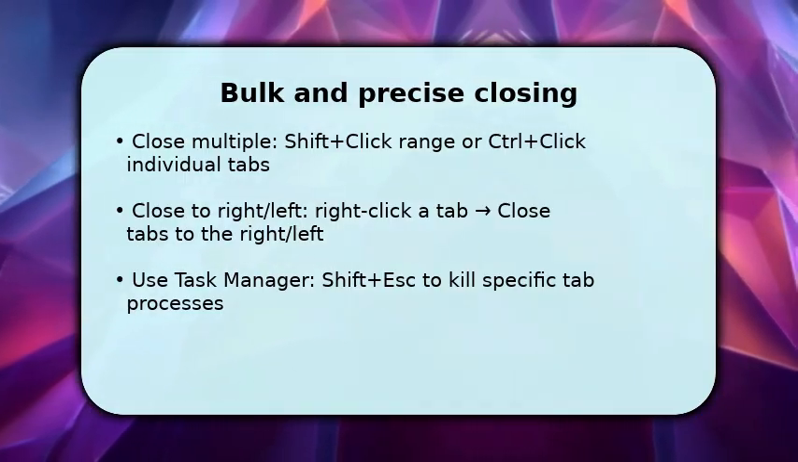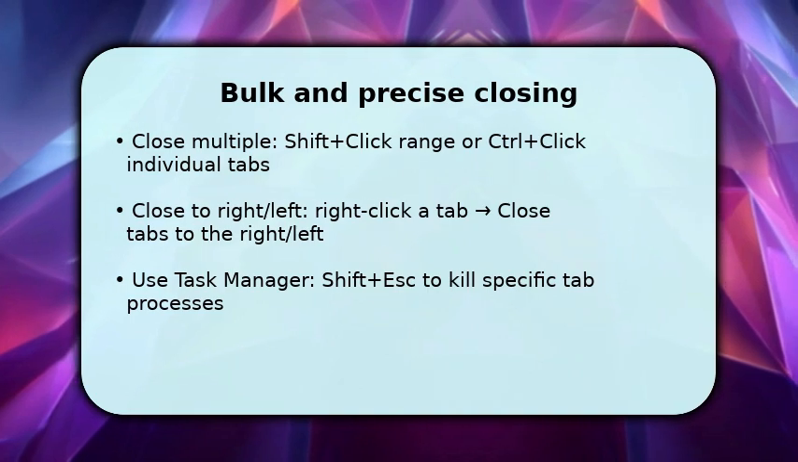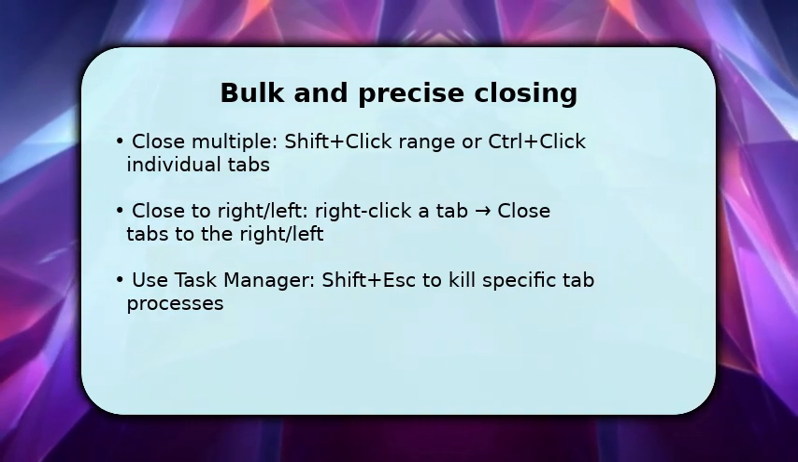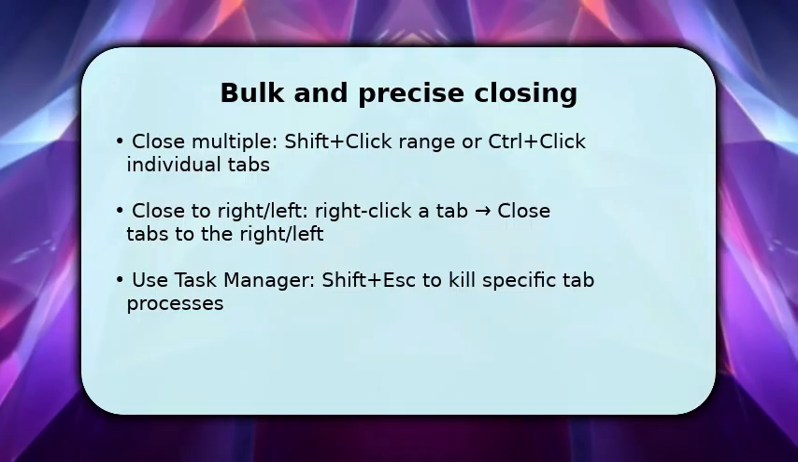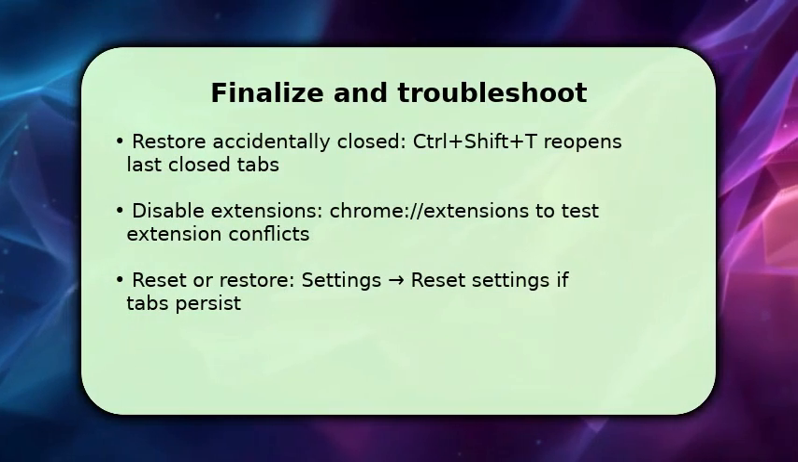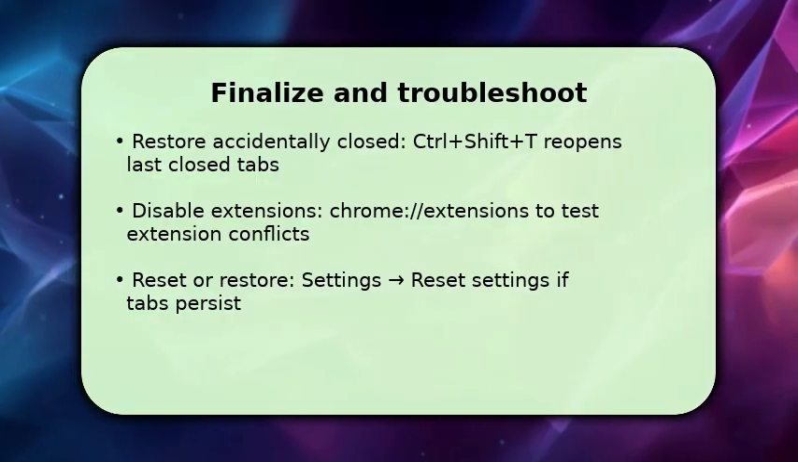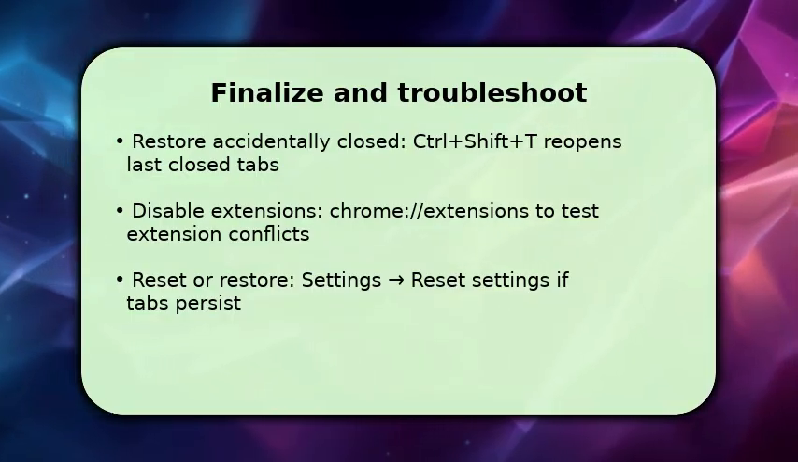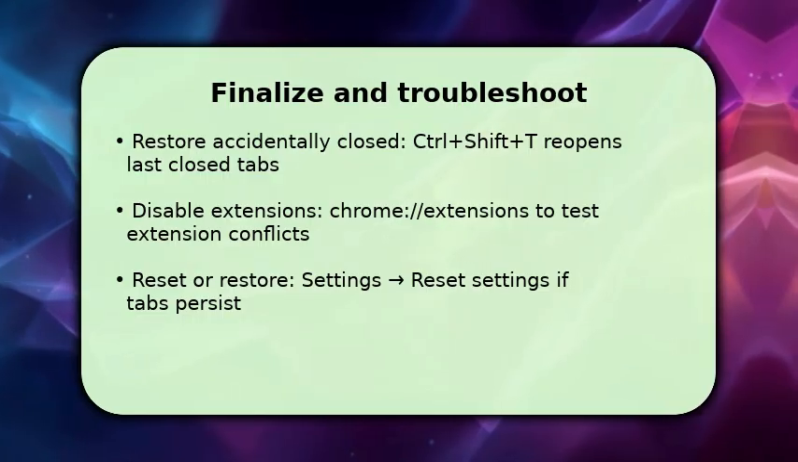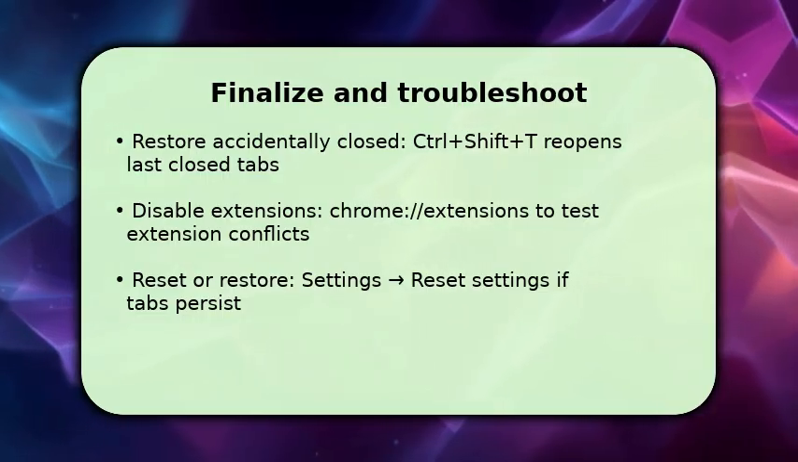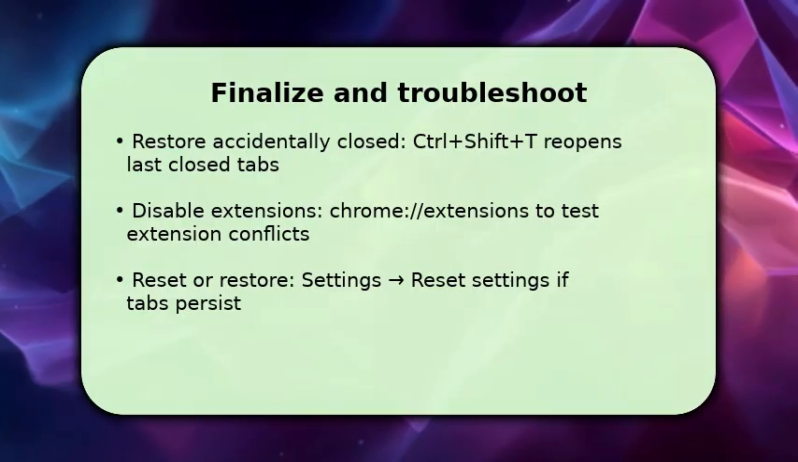You finish by confirming closures and recovering anything you accidentally removed. Press Ctrl plus Shift plus T to reopen the last closed tab or tabs. If unwanted tabs reappear or behave oddly, make sure to disable extensions via chrome://extensions and retry. Some extensions reopen or manage tabs automatically.